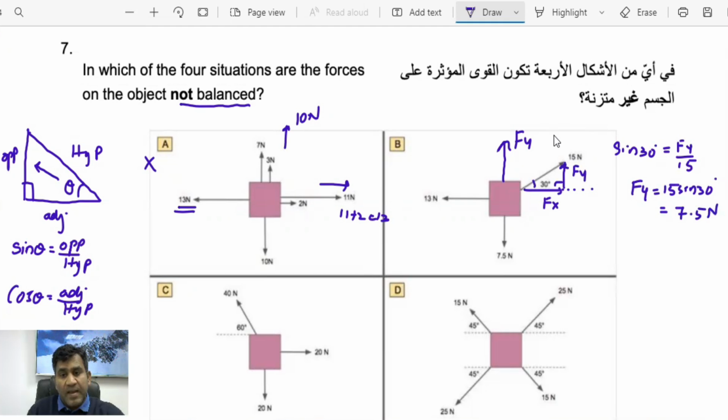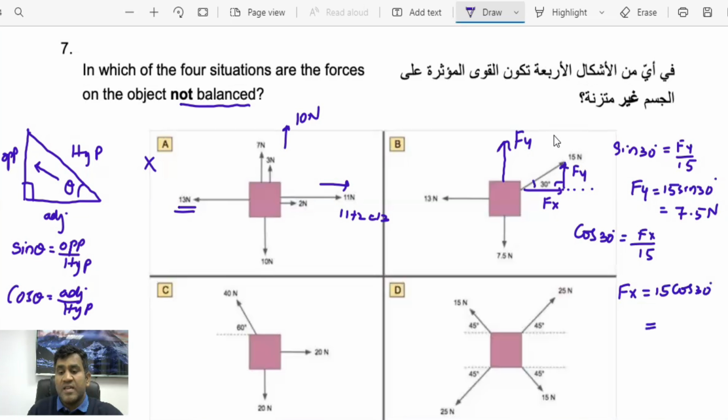So this is balanced. And if you are looking for Fx, while calculating this, Fx is acting as the adjacent to the angle. So cosine of angle 30 is equal to Fx divided by 15. From this I can say Fx equals 15 cos 30 degrees. So 15 cos 30 degree gives us 12.994, which I can round to approximately 13 Newton again. So this is balanced. This side 13, this side 13.